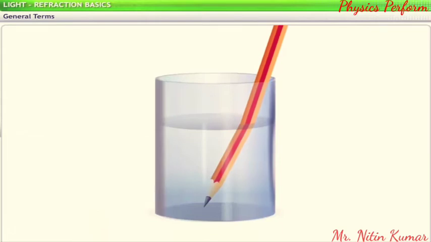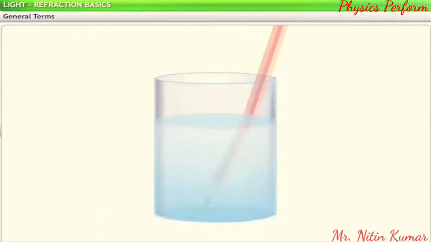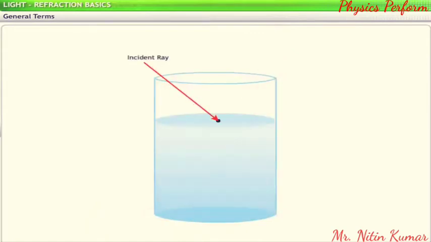Let's examine refraction of light as we saw it in the pencil, and look at various terms associated with this phenomenon. The ray of light that is incident on a surface is called the incident ray. The ray that deviates at the point of incidence due to a change in the medium is called the refracted ray.